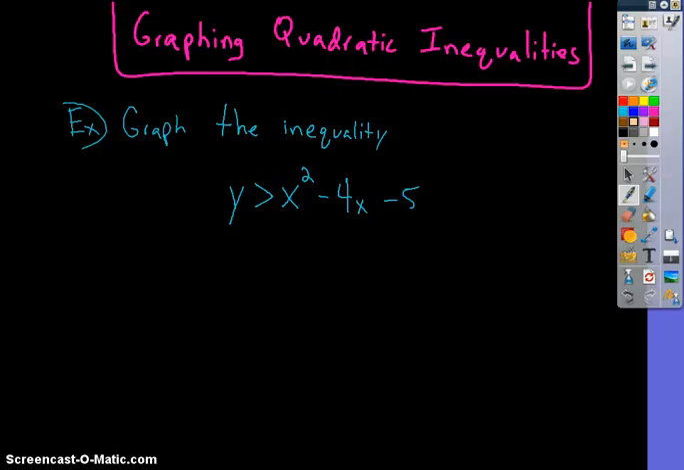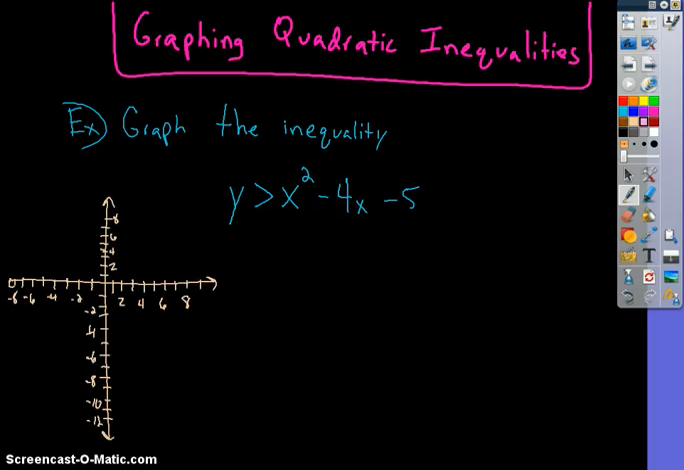Graphing quadratic inequalities. All right, so graphing an inequality that's quadratic is not much different from graphing a regular quadratic, except the inequality symbol tells you which direction to shade and so forth. So in starting this, the first thing you actually want to have is a graph. And once you have the graph, you want to go ahead and find the vertex.